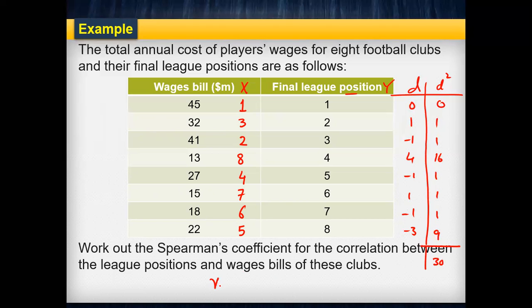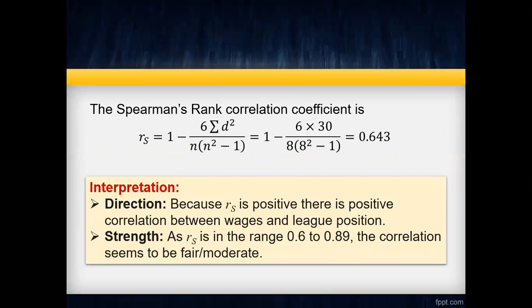So let us calculate the Spearman rank correlation coefficient. 1 minus 6 multiplied by 30 over 8 multiplied by 8 square minus 1. Okay, so now you need to just calculate the answer, and the answer is 0.643. Okay, so two things we get.